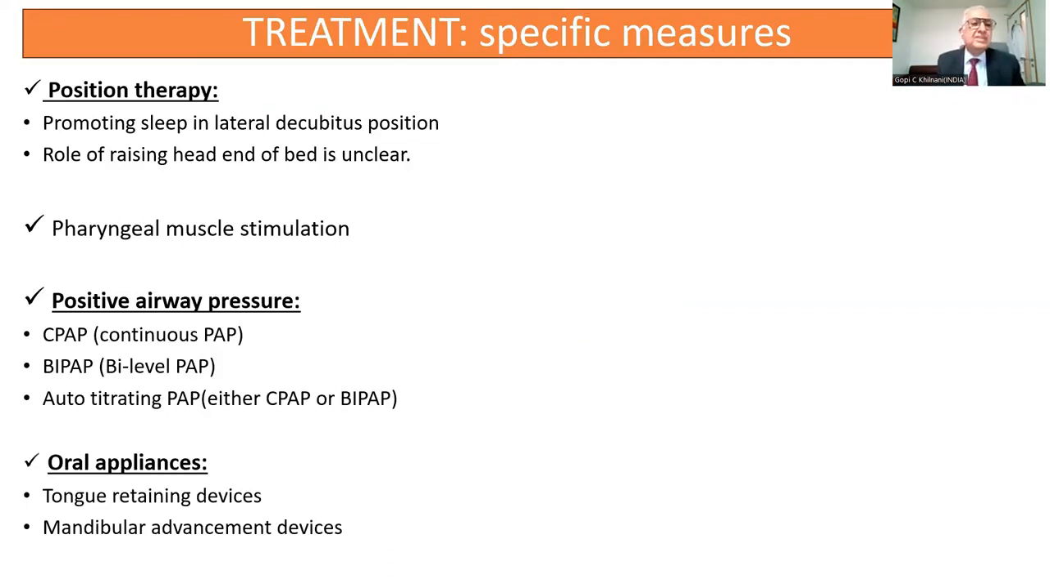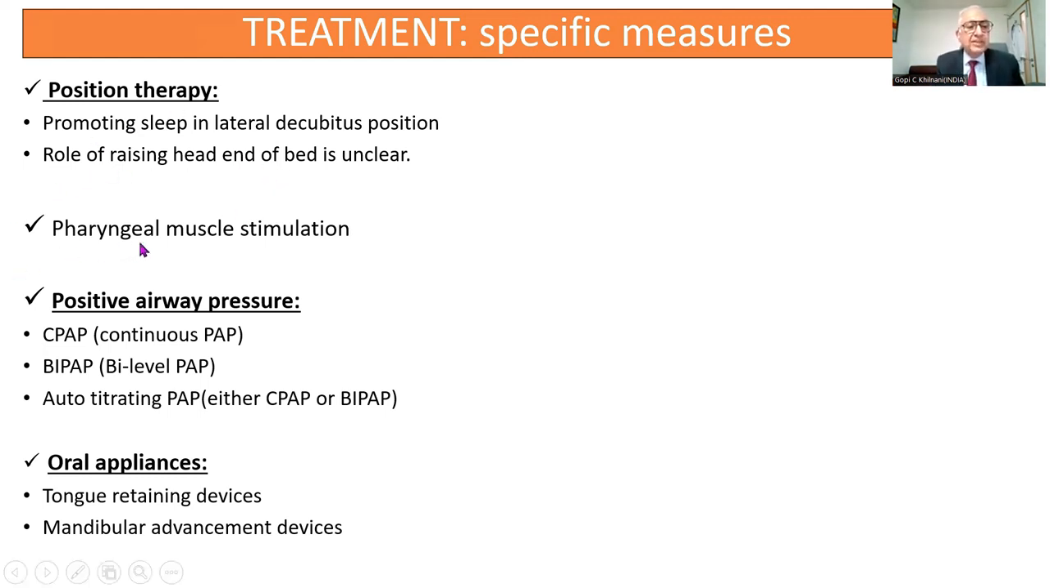There are other measures which can be used for mild, like promoting sleep lateral position. Sometimes you tie a tennis ball at the back, and so that person is unable to sleep supine. The apnea is always more in supine position. So sleeping on the left lateral or right lateral. Sometimes the role of raising the head of the bed, that's actually not very clear.